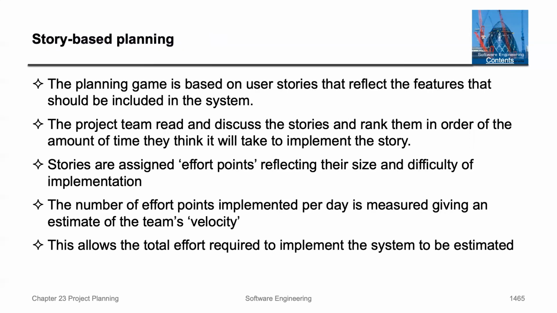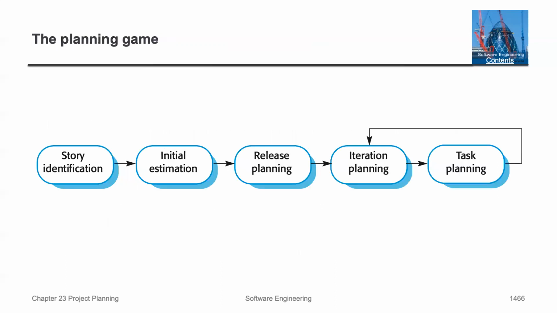For story-based planning, the planning game is based on user stories that reflect the features that should be included. The project team reads and discusses the stories and ranks them in order. Stories are assigned, quote, effort points, reflecting the size and difficulty. The number of effort points implemented per day is measured, giving an estimate of the team's, quote, velocity. And this allows the total effort required to implement the system to be estimated.